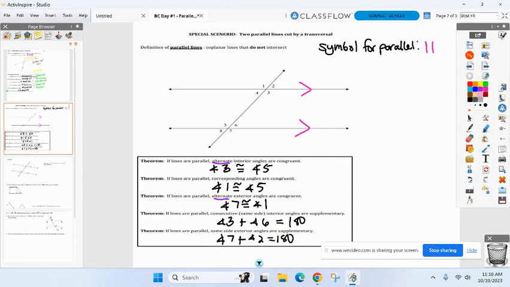Anything that says alternate, they're going to be congruent. Anything that says same side, they're going to be supplementary. Anything that says same side, supplementary. Anything that's alternate, congruent.